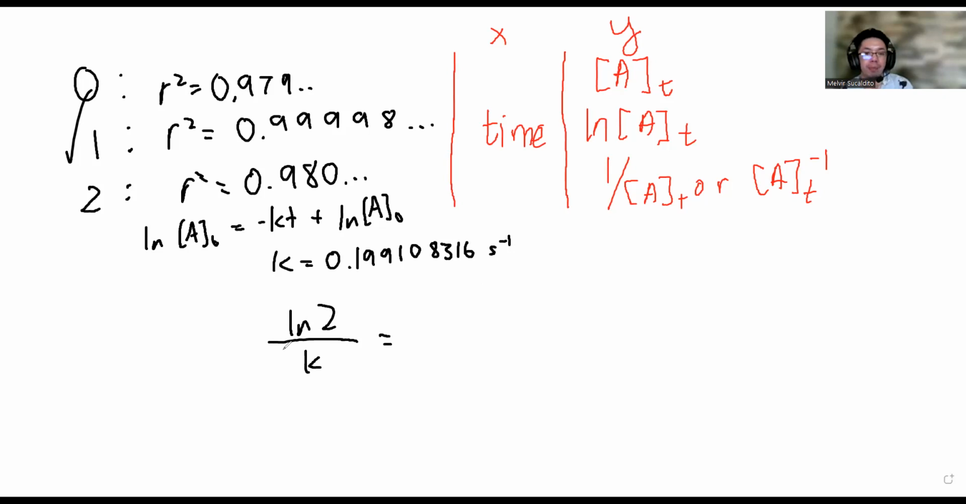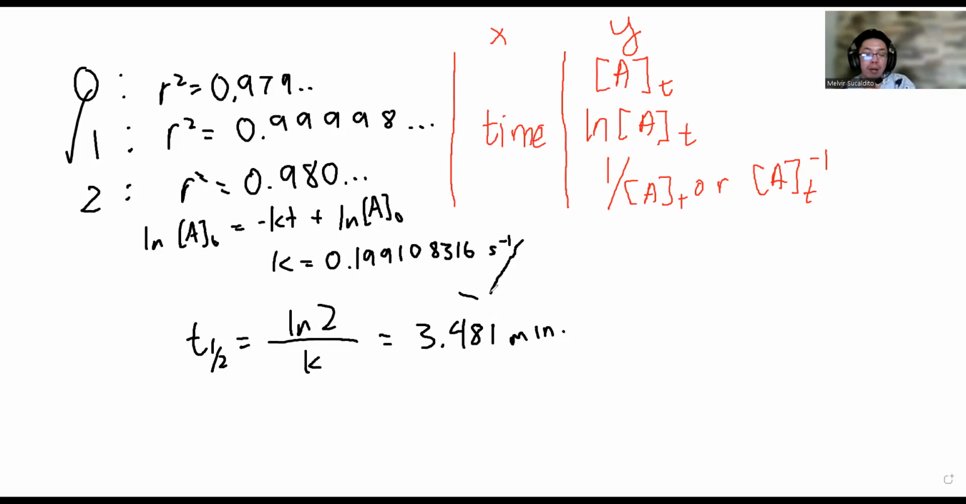Lagyan mo T1 half para alam natin. T1 half equals ln 2 over k. Good. Yan, lagyan. Huwag mo kakalimutan magsulat lagi ng variables sa left side, Josh, ha? So that readers will know what you are calculating. 3.48 seconds. Minutes ba or seconds? Minutes. Ano yung nasa table mo? Anong value ng time? Minutes. Okay. Minutes nga. Correct.